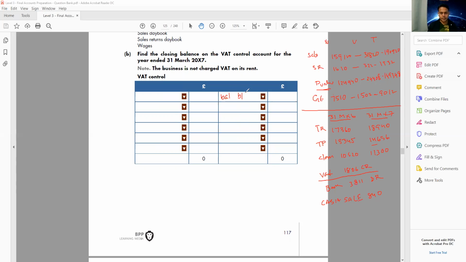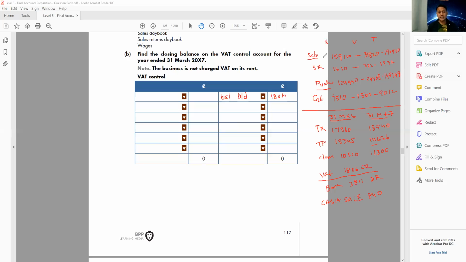Balance BD, that is 1806. That's on the credit side. Now all the VAT we have to pay from the sales daybook, from the cash sale, anything we have to record on the credit side. So let's have a look.